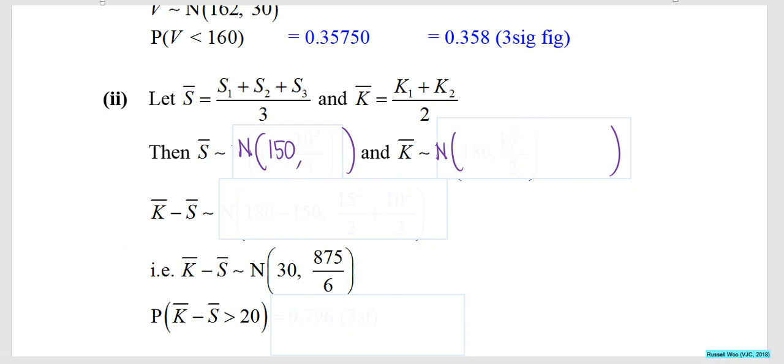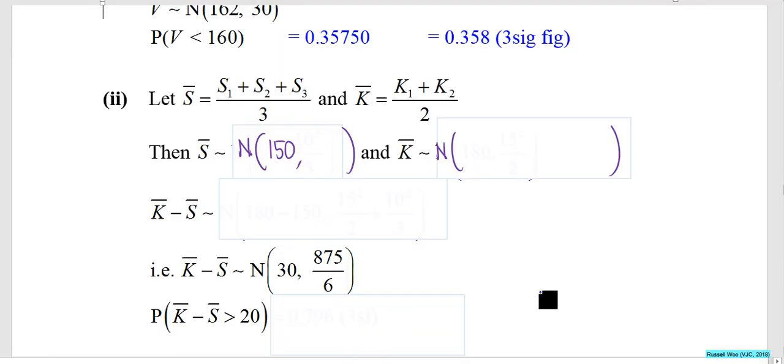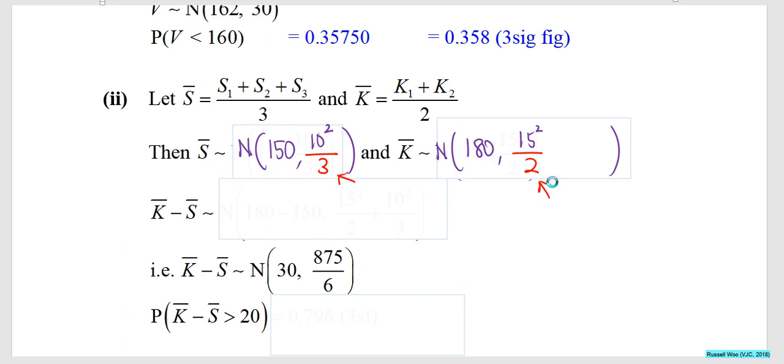Just like this one. If this is S bar, the mean should be the same, but the variance is different. Correct? The variance must be 10 squared divided by 3. This one must be 180, and this one must be 15 squared divided by 2. Let's take note, you must divide by 3. You must divide. From here to here, I think you have learned it in normal distribution.